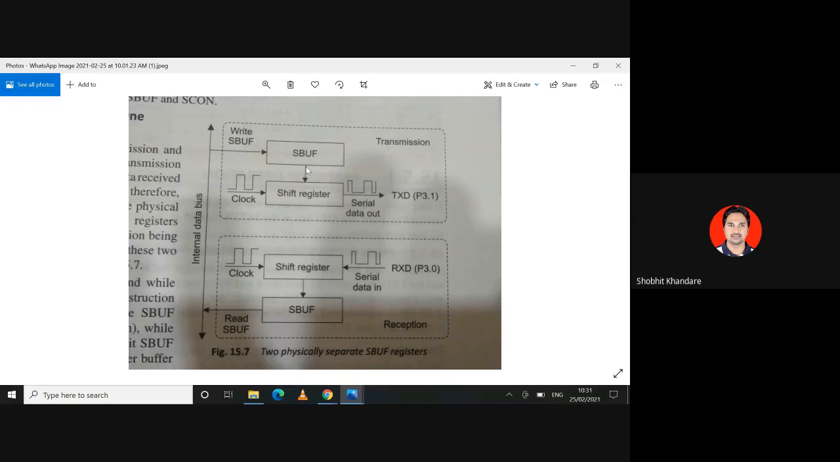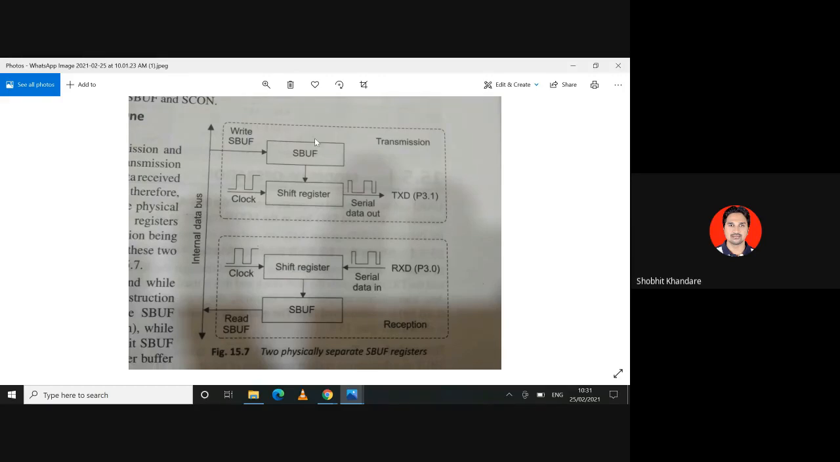I am telling you, you can write it down somewhere. MOV SBUF, A. You know MOV SBUF, A. What is your A? Your A is a register that will contain the data, and that data will be floating in the internal data bus. And what does MOV SBUF, A do? The content in the A register, or in the accumulator, is moved into SBUF.